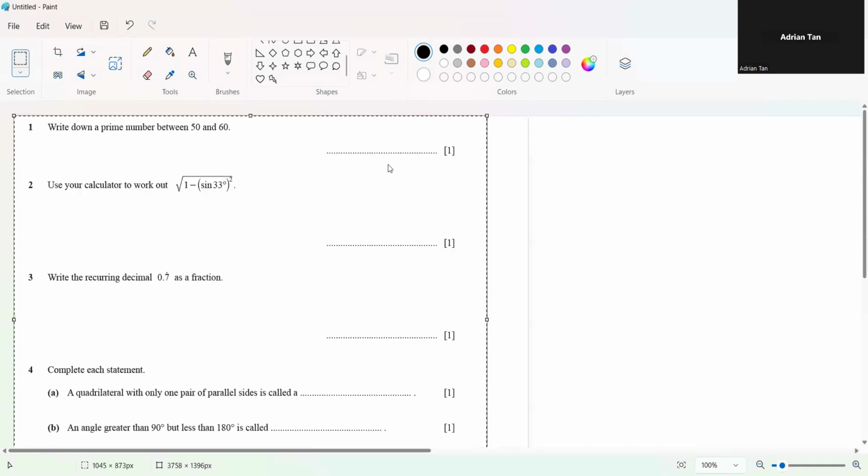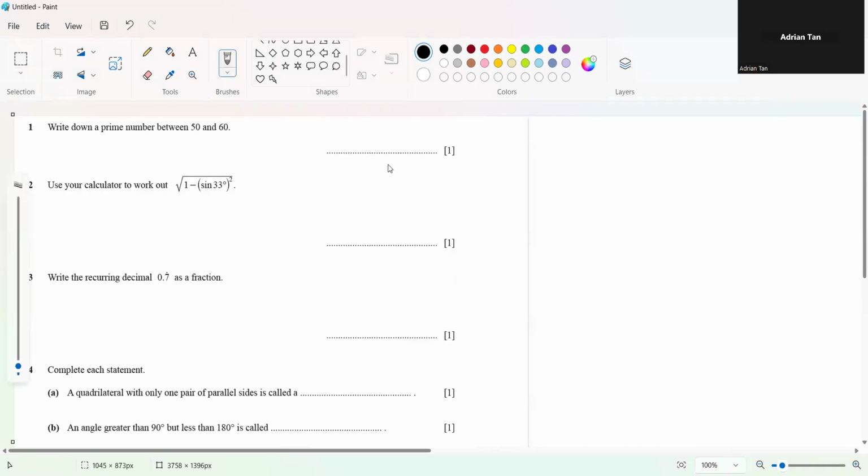So we start off with the first few questions, starting from number 1. We have: write down a prime number between 51 and 60. Usually prime numbers are odd. If you're not sure which numbers are prime, just list them all down first: 51, 53, 55, 57, and 59. 55 is out of the picture because any number that ends with 5 can be divided by 5. So we don't care about that. Now our concern is the rest here.